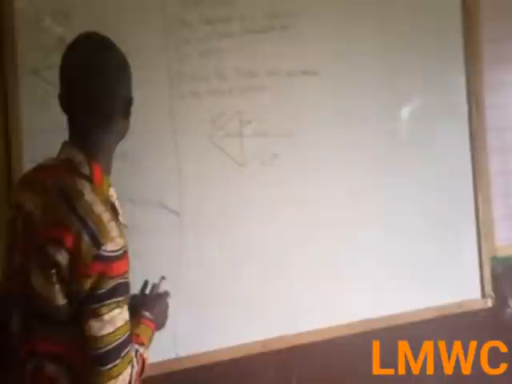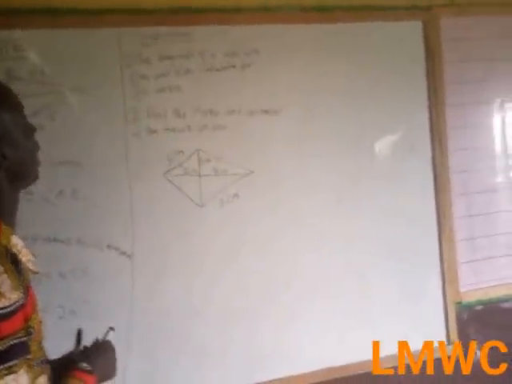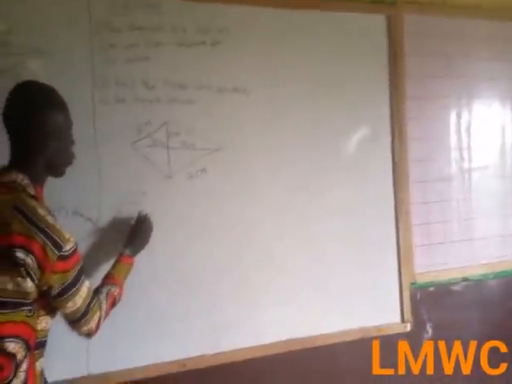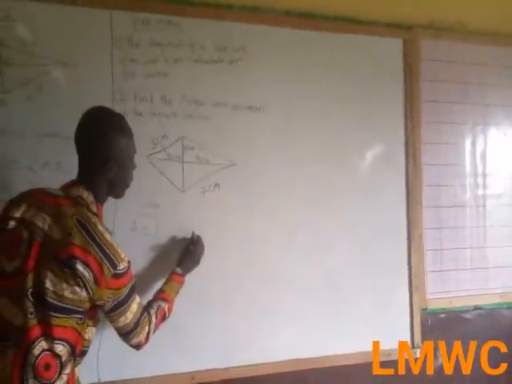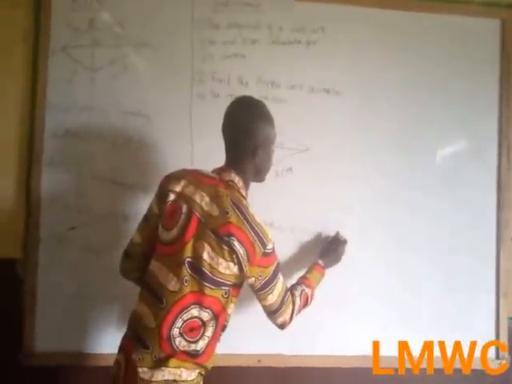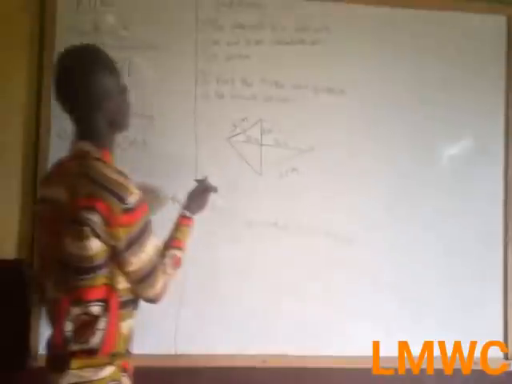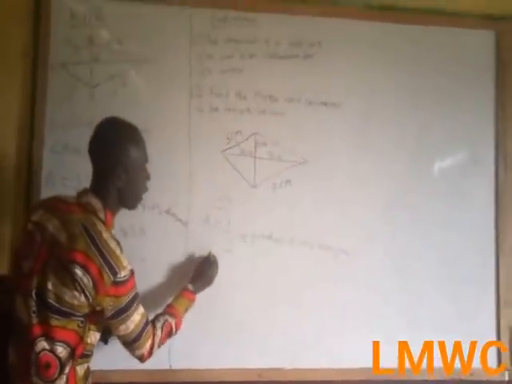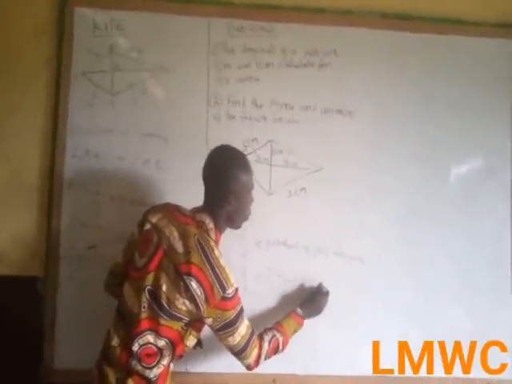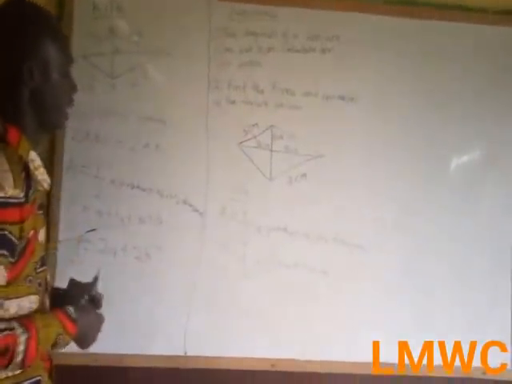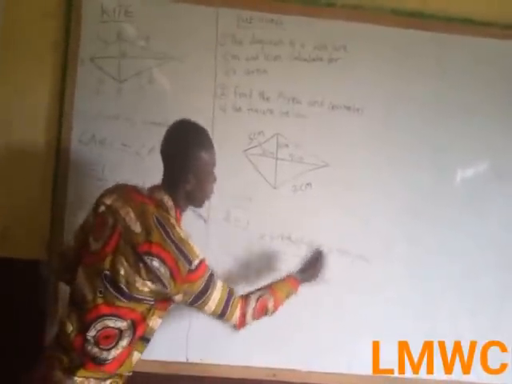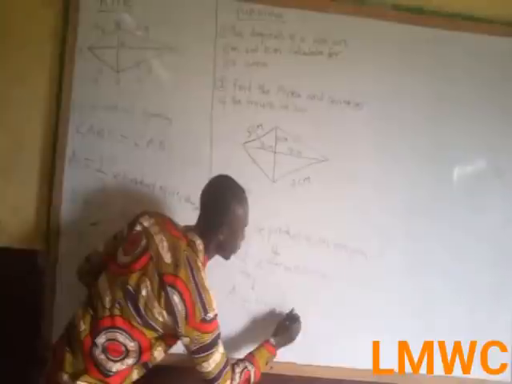So I've given you two questions. The diagonals of a kite are 8 meters and 10 meters. Calculate its area. So we know the area is equal to half times the product of its diagonals. The diagonals are 8 and 10. So area becomes half times 8 times 10. 2 goes here, 1. 2 goes here, 4. So the area, 4 times 10, we have 40 centimeters squared.